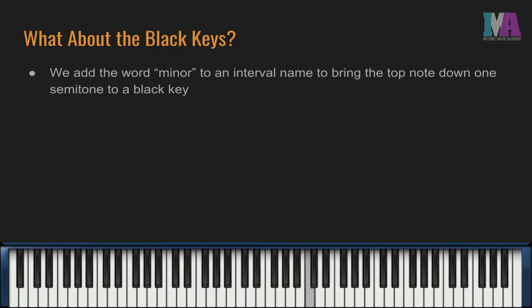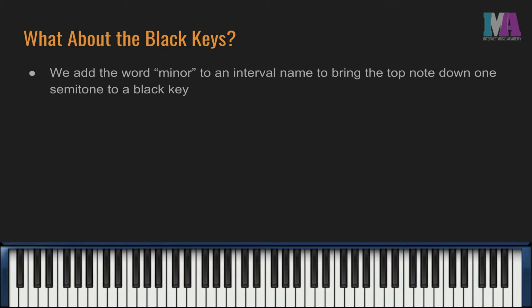For example, C to E flat would be a minor third because it is 1 semitone down from E, the third note of the scale. C to D flat would be a minor second, and C to A flat would be a minor sixth, and C to B flat would be a minor seventh.